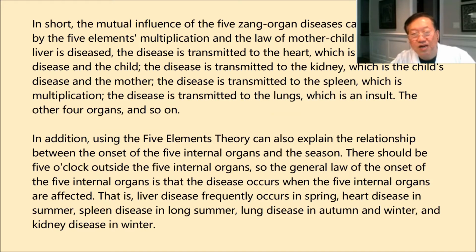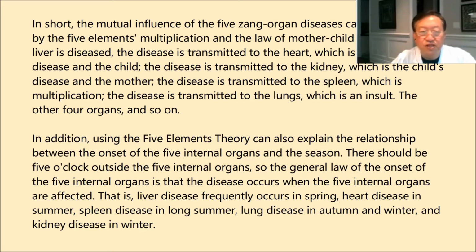In short, the mutual influence of the five Zhang organ diseases can be explained by the five elements, multiplication, and the law of mother and child interactions. If the liver is diseased, the disease is transmitted to the heart, which is the mother's disease affecting the child. The disease is transmitted to the kidney, which is the child's disease affecting the mother. The disease is transmitted to the spleen, which is multiplication. The disease is transmitted to the lung, which is an insult. The other four organs, and so on.